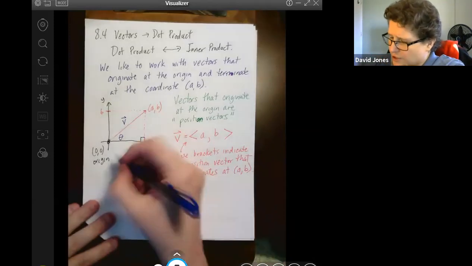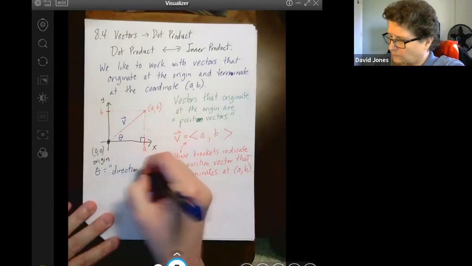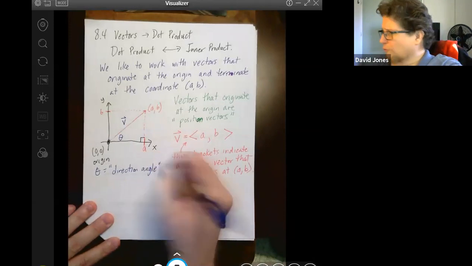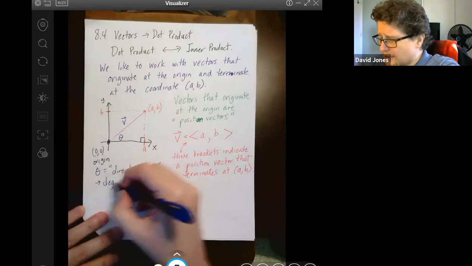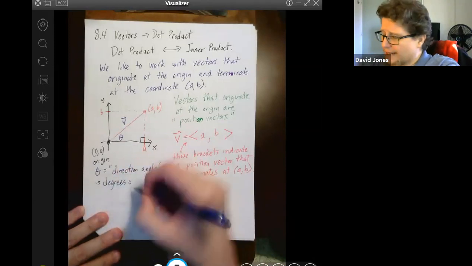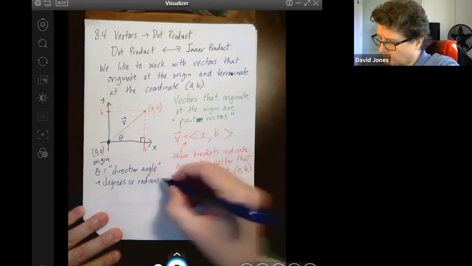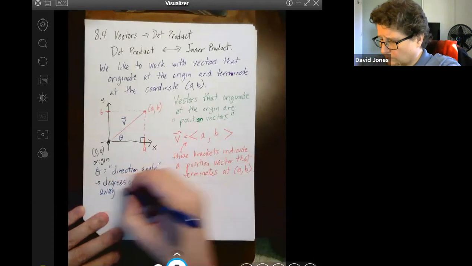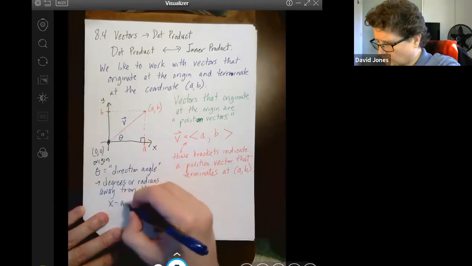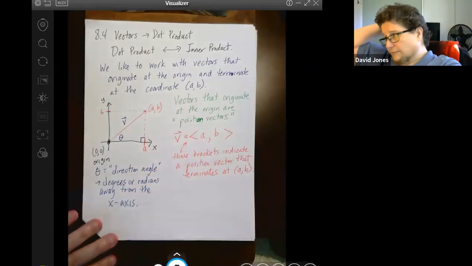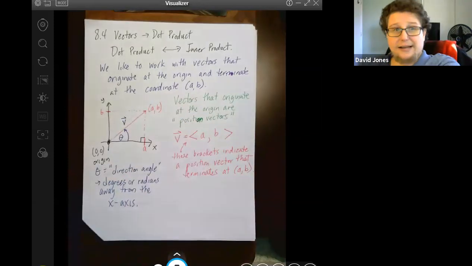Theta is called the direction angle. I believe we've mentioned that before. And this is the degrees or radians away from the x-axis. So it's sweeping out that much of an angle.